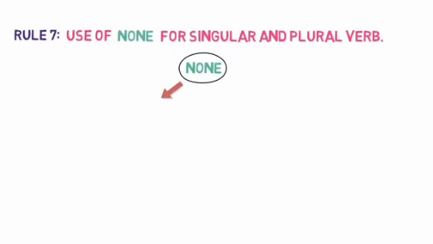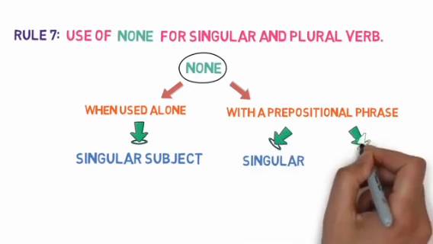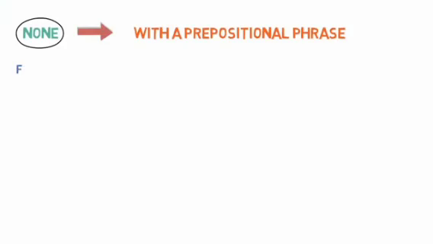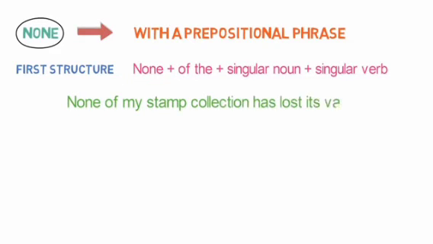The next one is the use of none for singular and plural verbs. When none is used alone, a singular verb should be used. But if it is used with a prepositional phrase beginning with of, then either a singular or a plural verb can be used. Let us see how this works. None with a prepositional phrase. None of the plus a singular noun takes a singular verb. None of my stamp collection has lost its value. My stamp collection is singular, so it takes a singular verb, has.